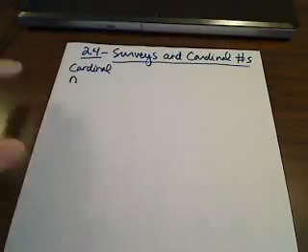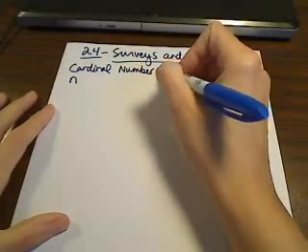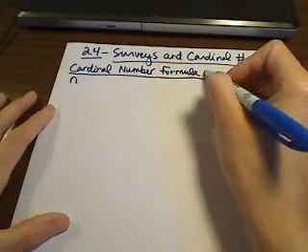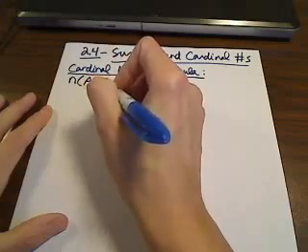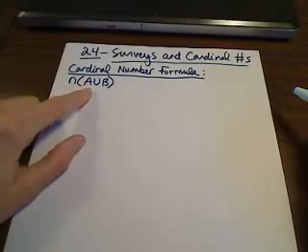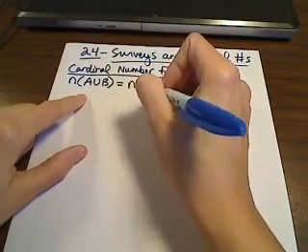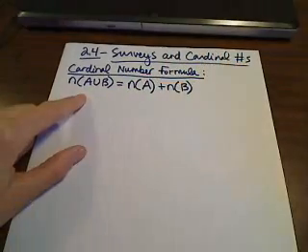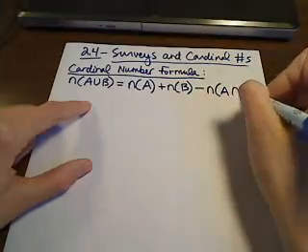So the cardinal number formula says this. It says the number of elements in the union of A and B. So remember, the n out here means cardinal number, and we're looking at the union of A and B, is going to be equal to the number of elements in A plus the number of elements in B. But then you have to subtract off the intersection of those two sets.